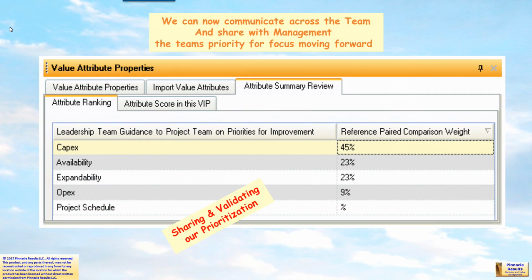Similarly, it's particularly useful to be able to rank CapEx, availability and expandability, OpEx and project schedule, for instance, and there are several other attributes of value that are used. It is pivotal to rank those prior to selection of the value improving practices.